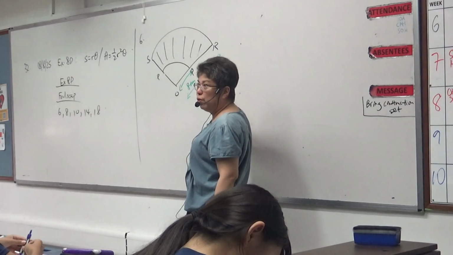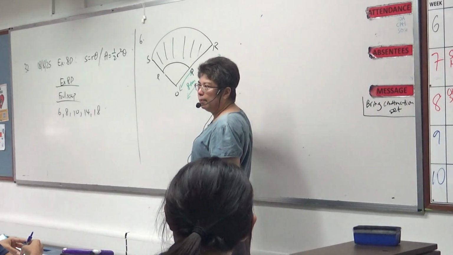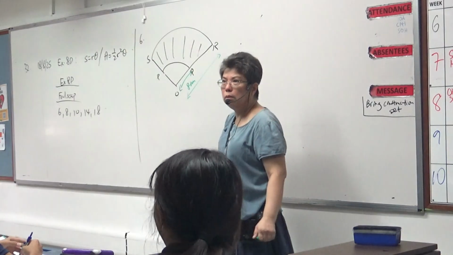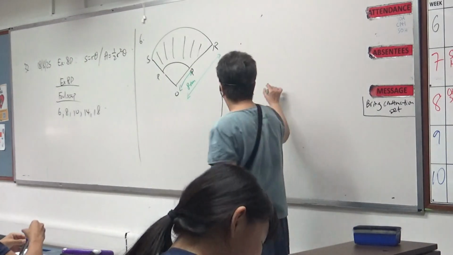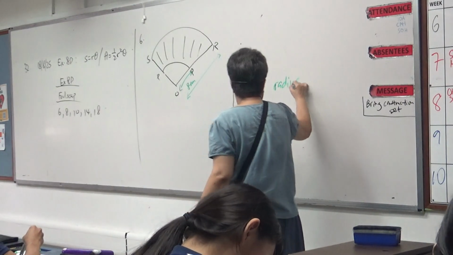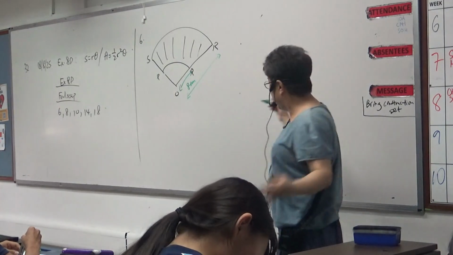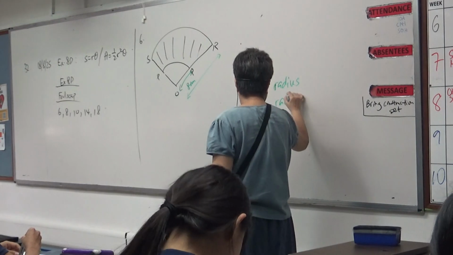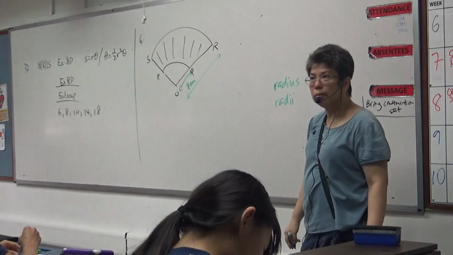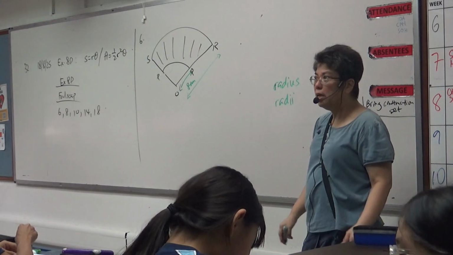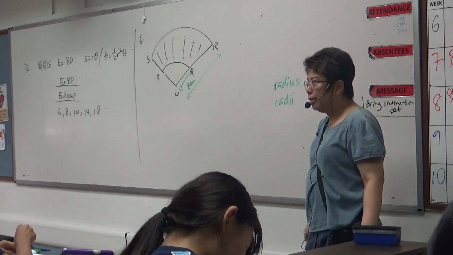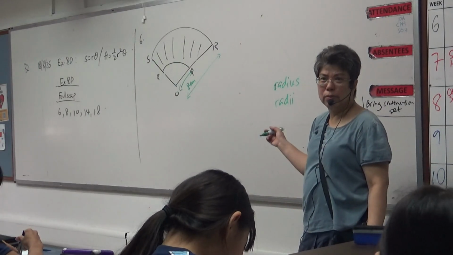Radii is the plural for radius. Radius is radius. Plural of radius is radii. Oh my god, bro. It's radian, not radii. I think something is wrong with you.